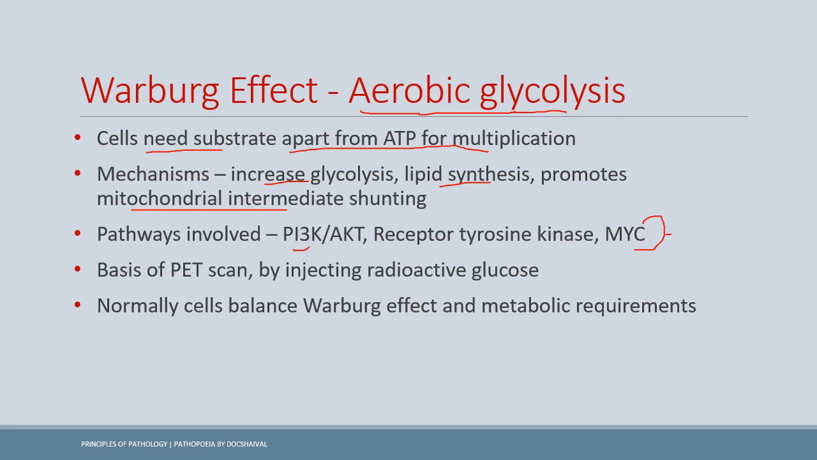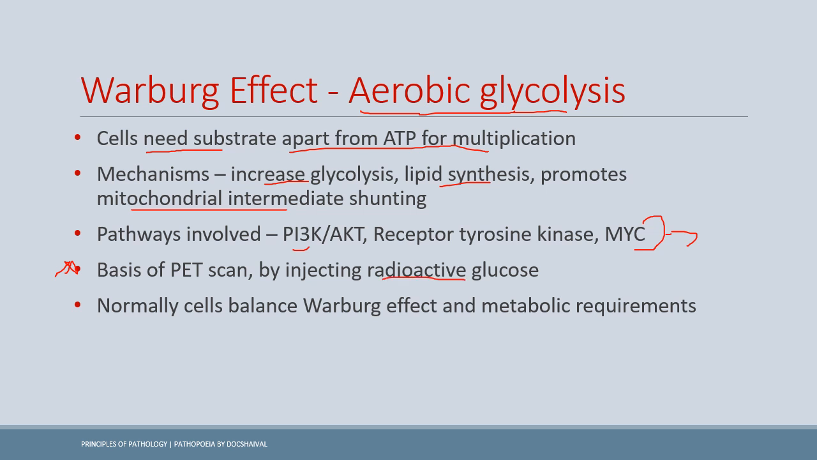So obviously they should increase the Warburg effect, and by increasing the Warburg effect they increase the carbon skeleton, which increases the building blocks, and that causes an increase in the cell cycle. Now, to know that the Warburg effect is the basis of the PET scan, high yield. What we do is we inject the radioactive glucose.